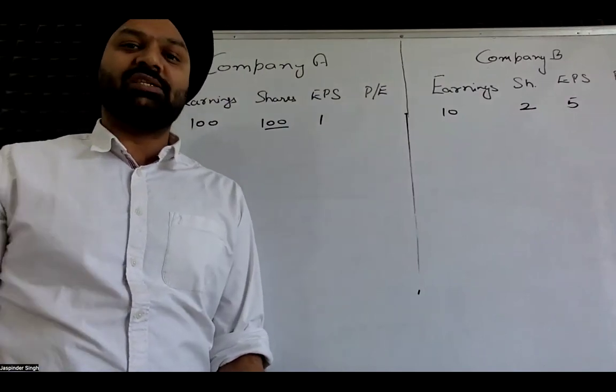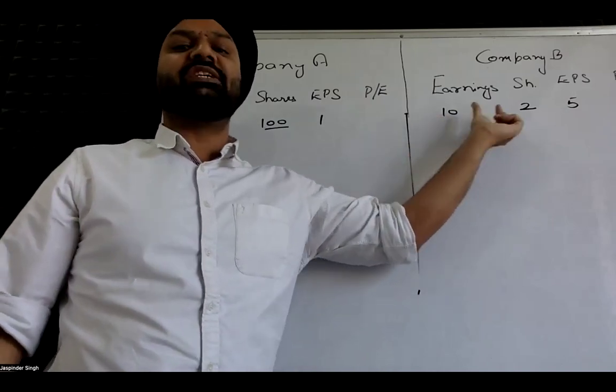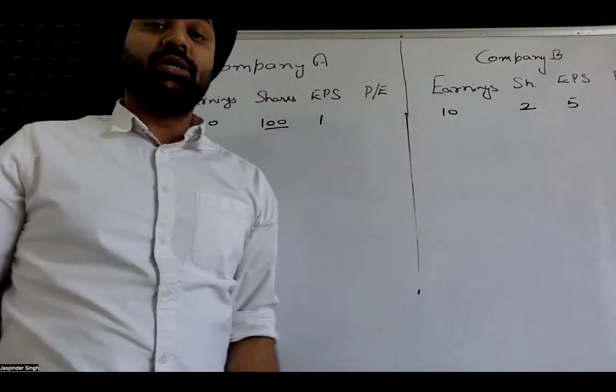Then probably you'll be making a decision. Why am I concerned about how much the earnings of company B are? Because it is giving me better earnings per share than company A.